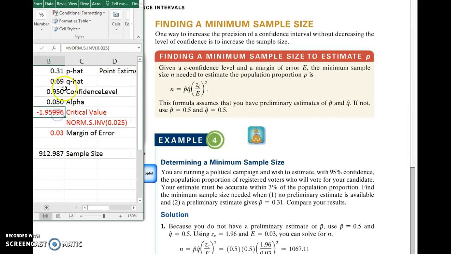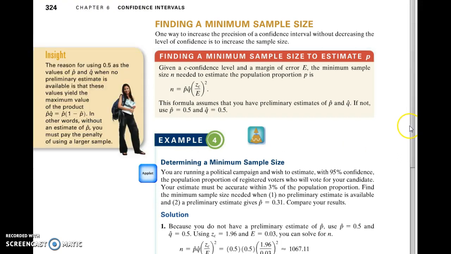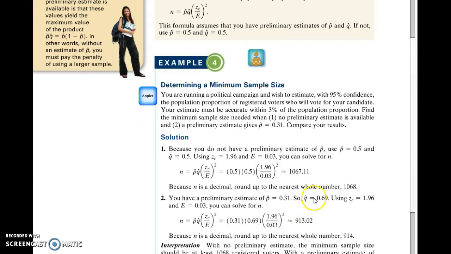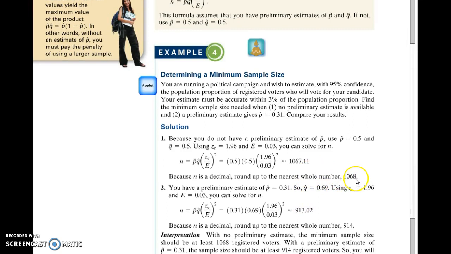So this critical value here, not sure why that changed. I want the same number of decimals I had before. But anyway, like I was saying, when we update this with our estimate for p hat, because I had used cell references, our sample size here automatically updated with the correct formula. But now we get a sample size of just 913. So having that preliminary estimate dropped us from 1,068 to 913.